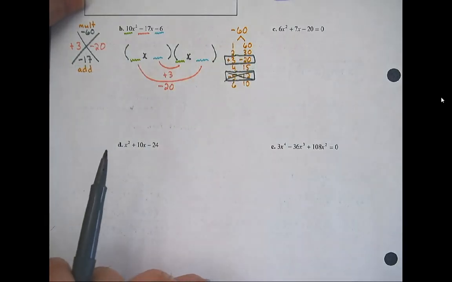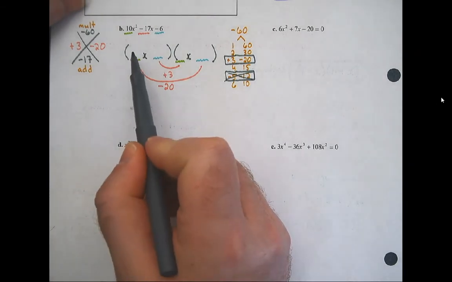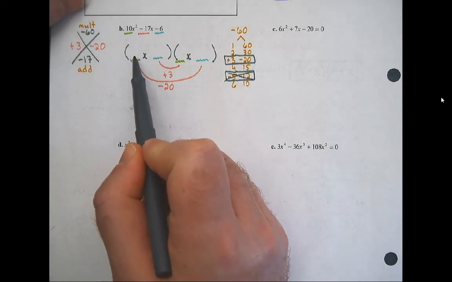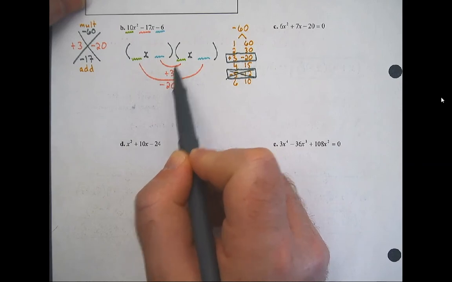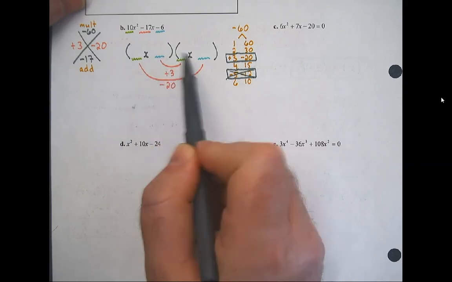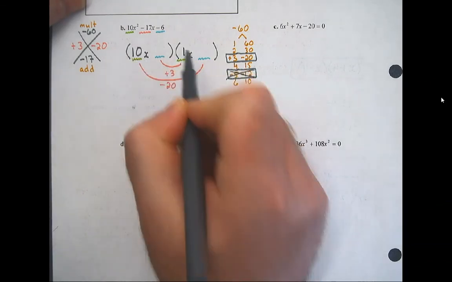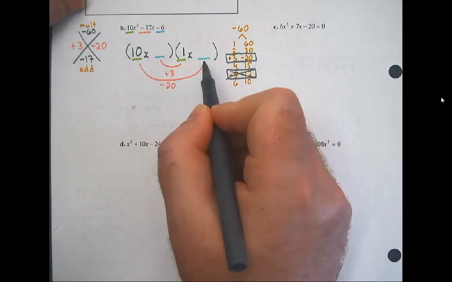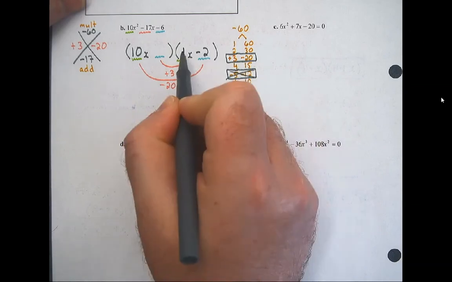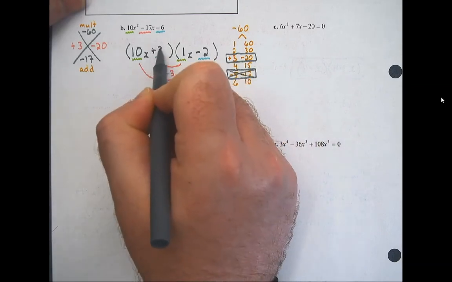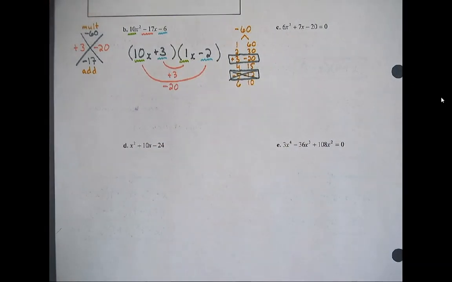So I know it's now 1 and 10. Okay, let's try the 10. Could the 10 go here? Yes, because 10 can make 20. Could the 10 go here to make 3? No. Could the 1 go anywhere? Yeah. So the 10's got to go here. The 1's got to go there. 10 times what makes negative 20? That's a negative 2. 1 times what makes positive 3? That's a positive 3. Donezo.